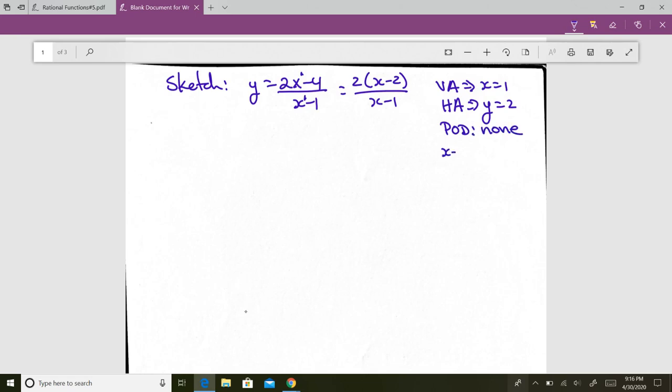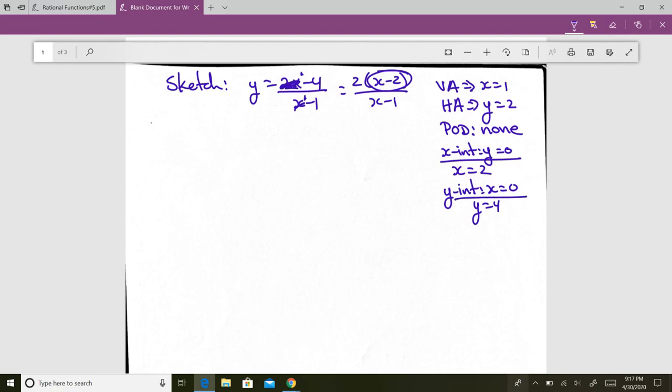We can find our x-intercept. That is when y is equal to 0. And for the x-intercept, all you have to do is look at the numerator. In this case, it'll be x is equal to 2. That's what makes the bracket 0. The y-intercept is when x is equal to 0. So if you put 0 into either one of these functions, if I put it into this one, this goes away and that goes away. I'm left with -4 over -1, which is just 4.